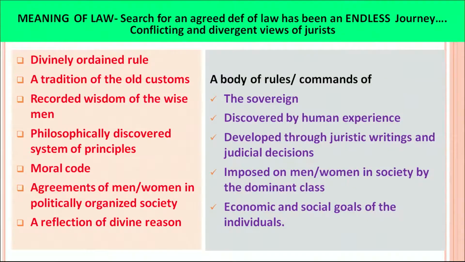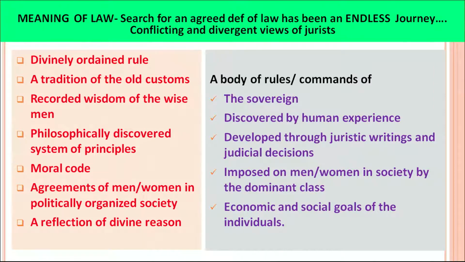Now, apart from the various meanings that we have discussed, the search for an agreed definition of the term law has been an endless journey. There are jurists who give conflicting opinions about the meaning of the term law. Some of the jurists are of the opinion that it is a divinely ordained rule. Others say it is a tradition of the old custom. Others believe that it is the recorded wisdom of the wise. Some of the jurists are of the opinion that it is a philosophically discovered system of principles. Some say it is a moral code.